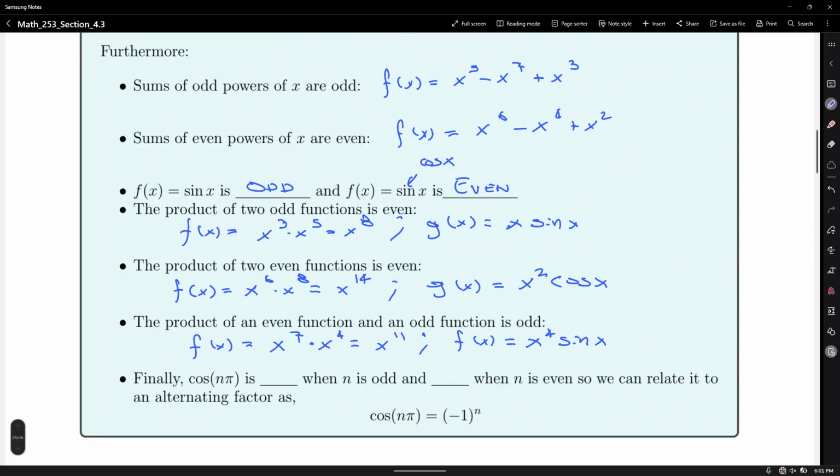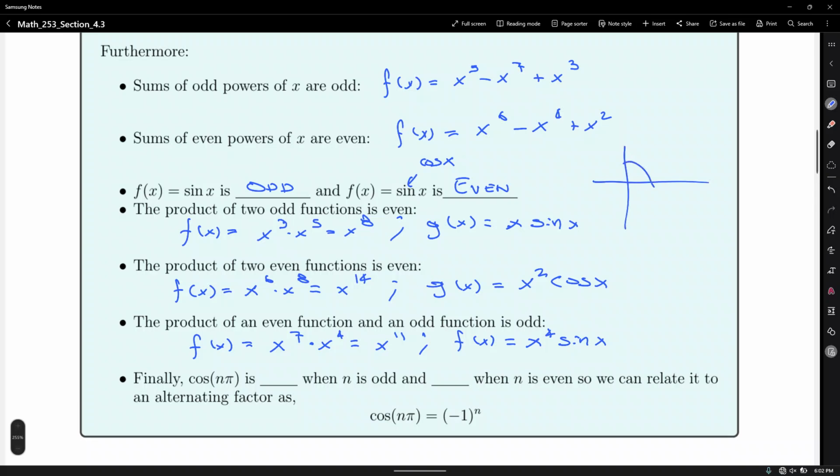Another piece of information: in order to generate some of the coefficients of the Fourier series, we need to keep in mind that cosine of n pi will show up very, very often. So let's talk about this quantity. When n is odd, what's the value of cosine of n pi? Keep in mind cosine of pi, cosine of 3 pi, cosine of 5 pi. What is that equal to?